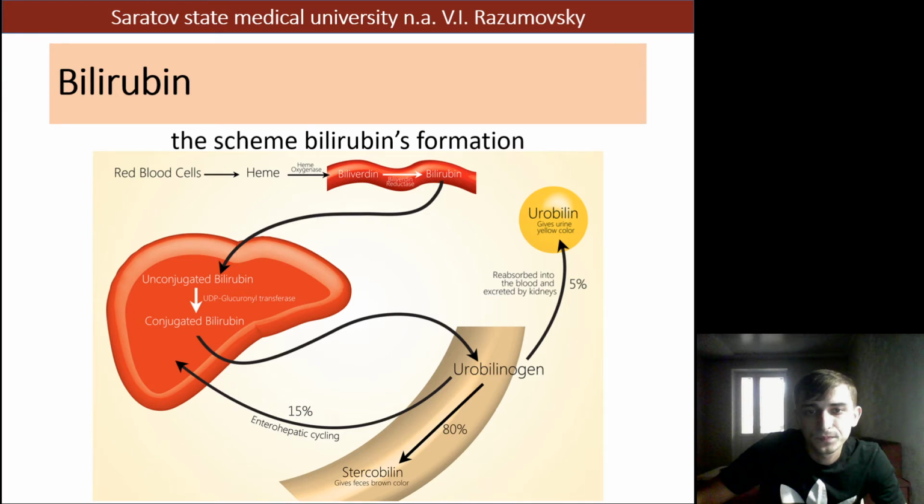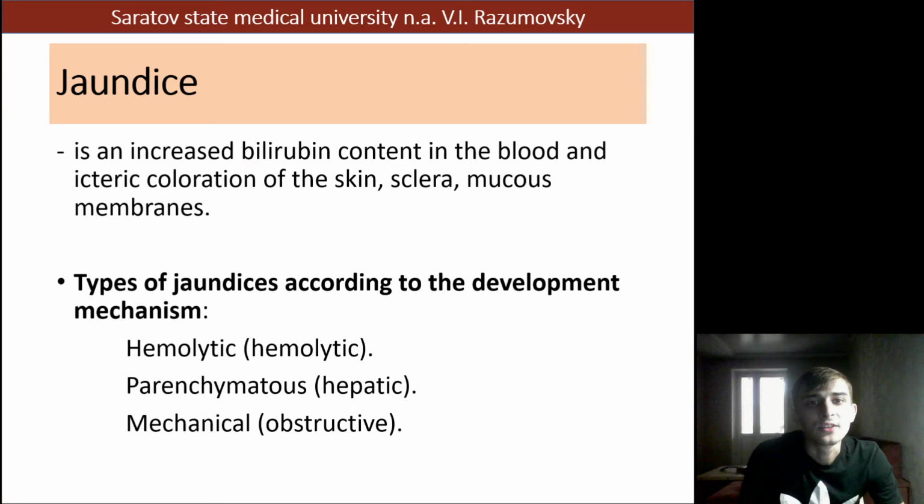So, jaundice is an increase of bilirubin content in blood and icteric coloration of skin, sclera, mucous membrane. We have 3 types of jaundice. It may be hemolytic, parenchymatous or hepatic, and mechanical or obstructive type of jaundice.